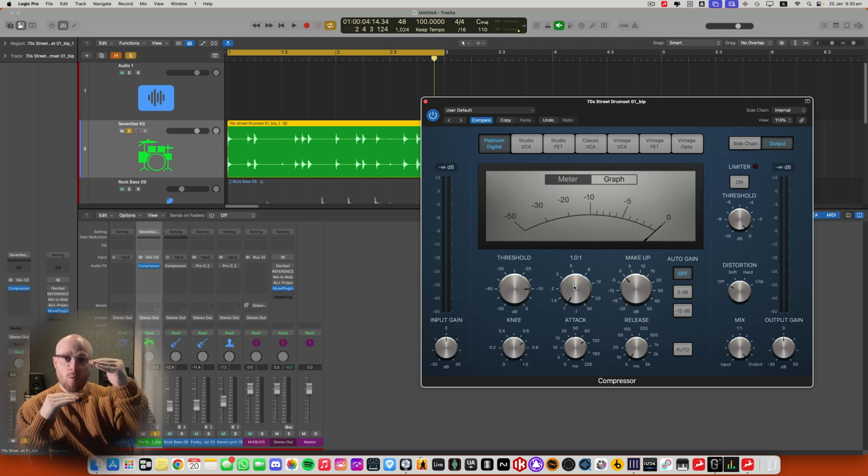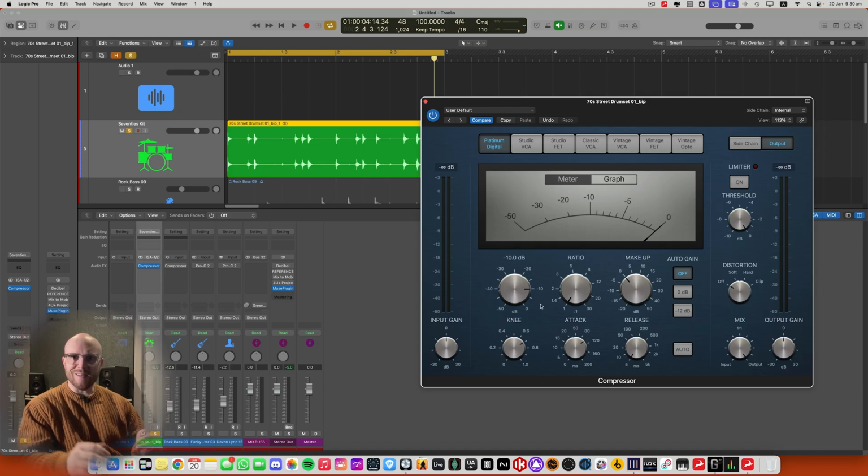So if it exceeds by 1 decibel, the maximum allowed above the threshold will be 1 decibel. If it exceeds by 2 decibels, the maximum allowed will be 2 decibels above the threshold, and so on. 3 will be 3, 4 will be 4. So a ratio of 1 to 1 means there is no compression because the amount that it allows is equal to the amount that exceeds the threshold.